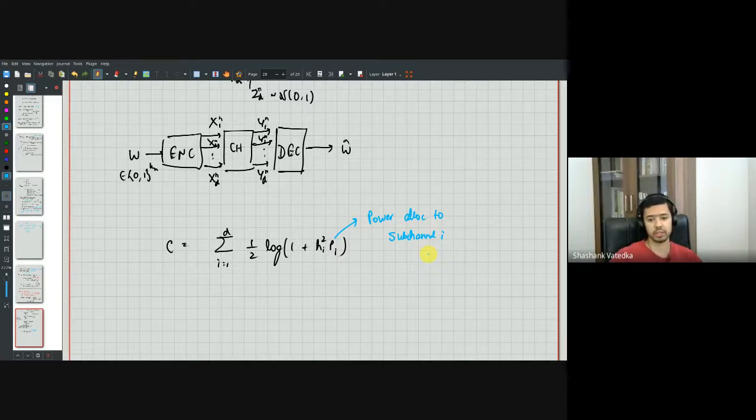All right. So is this setup clear? Is the problem statement clear? Or are there any questions?